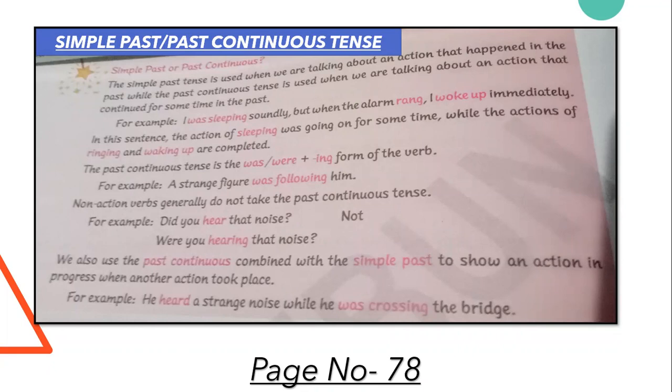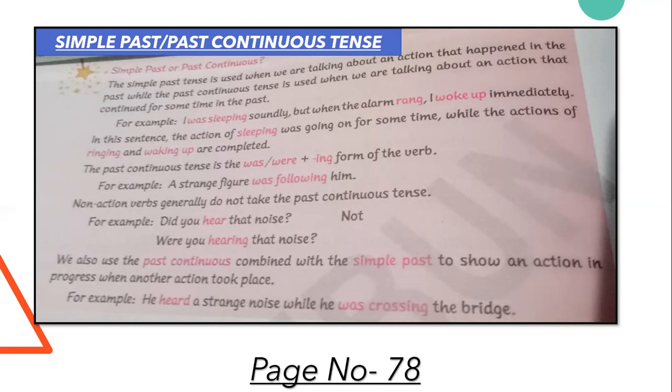So, students, simple past or past continuous. The simple past tense is used when we are talking about an action that has happened in the past. And past continuous tense is used when we are talking about an action that has continued for some time in the past. Like I was sleeping soundly, but when the alarm rang, I woke up immediately. So in this particular sentence, the action of sleeping was going on for some time, while the actions of waking up and ringing are completed.